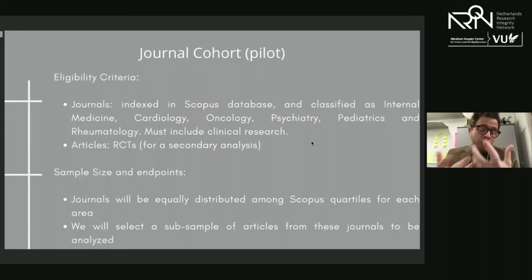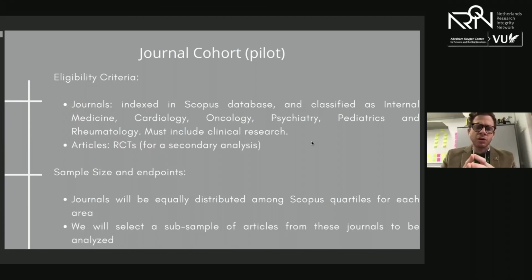Here are the eligibility criteria for the journal cohort, as a pilot for right now. We will take journals indexed in the Scopus database and classified as internal medicine, cardiology, oncology, psychiatry, pediatrics, and rheumatology. There is a rationale here, but it's also a kind of cherry picking as a pilot. The burden of clinical research in these areas is very prevalent, so this might be a representative sample of the literature.